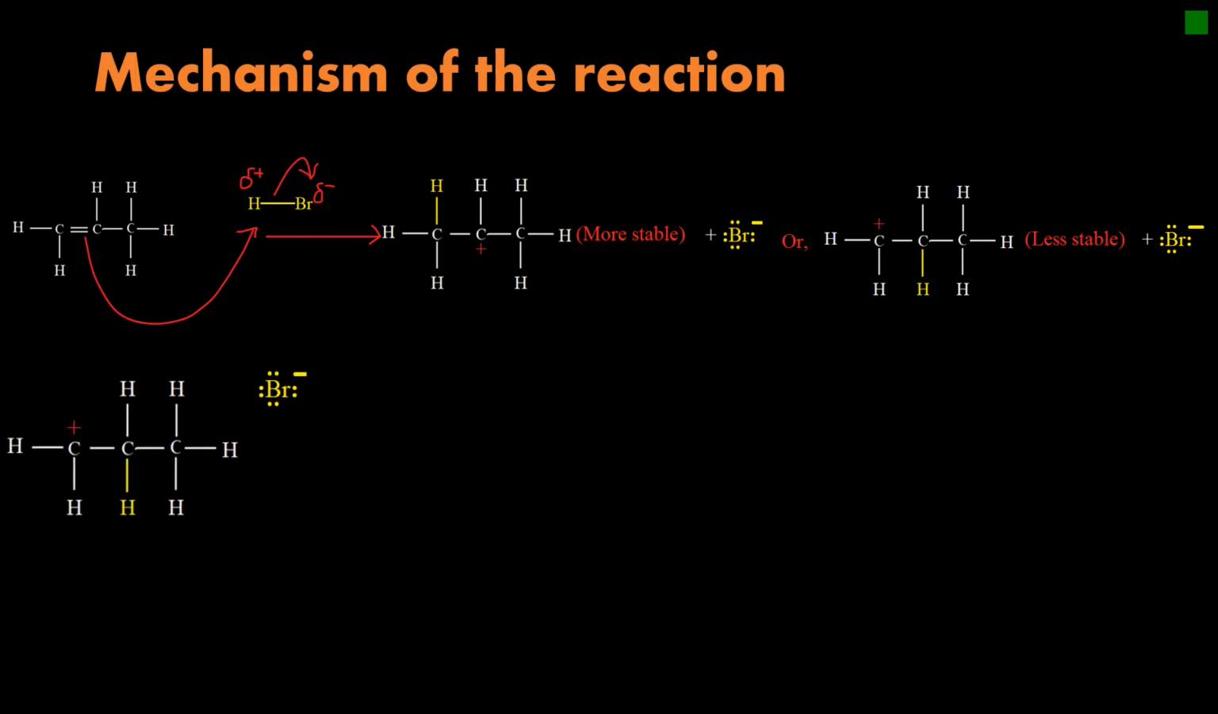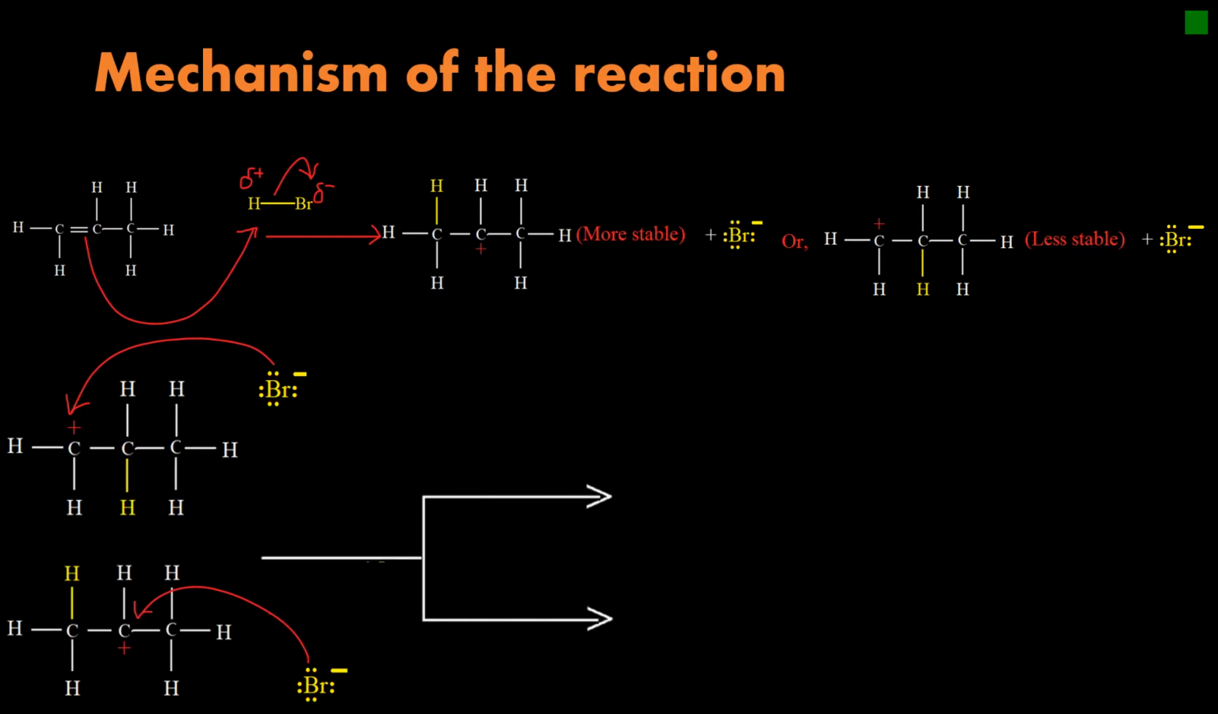Let us look at the next step. The carbocations formed are going to be stabilized by the nucleophile in the medium, and here we are going to use the bromide ion. Bromide ion is going to donate electrons to the carbocation and form a dative covalent bond between the carbon and the bromine. Here we are going to produce two molecules.